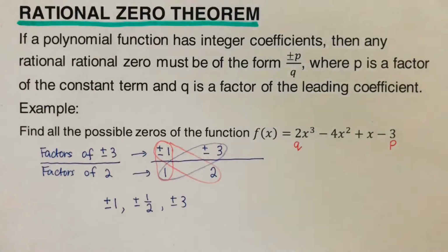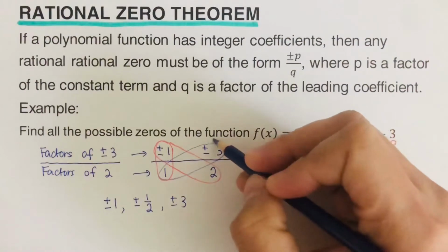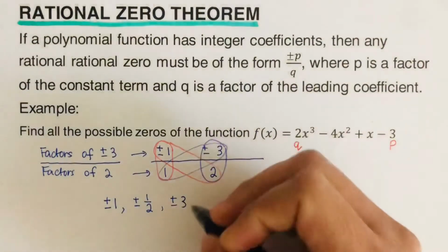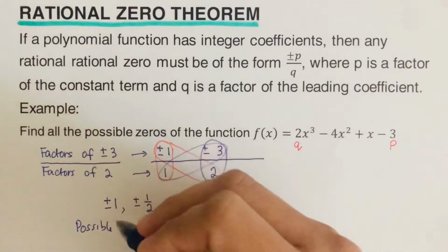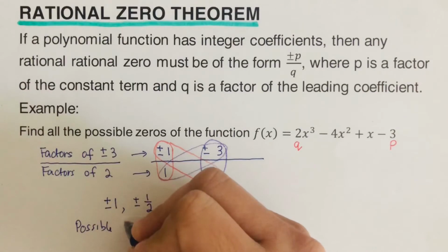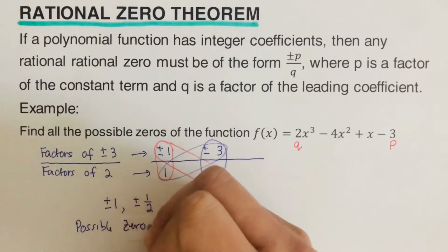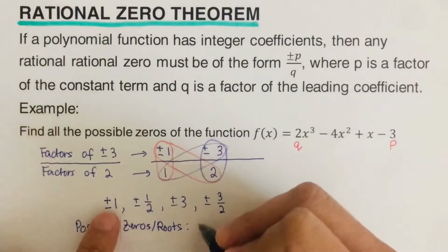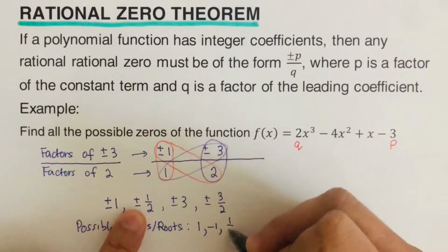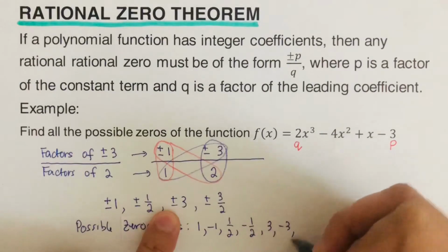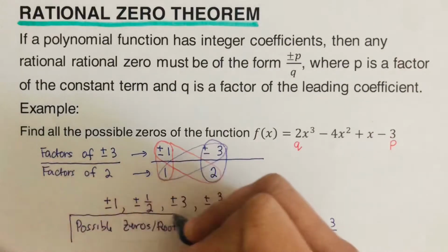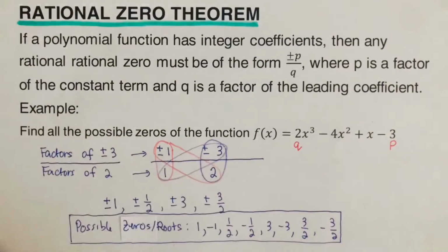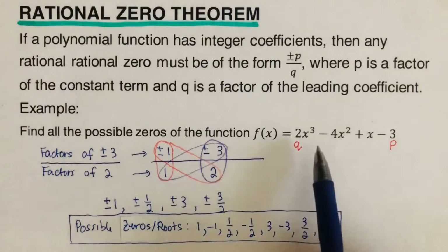And then I'm going to pair this up, the positive and negative 3, with the 2. So then that comes out to positive negative 3 halves. So these are the possible zeros or the possible roots of this function right here.